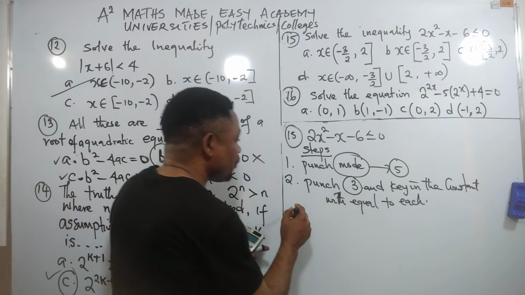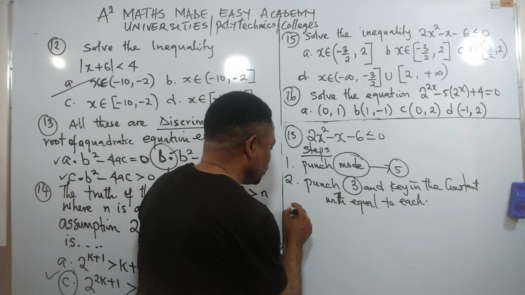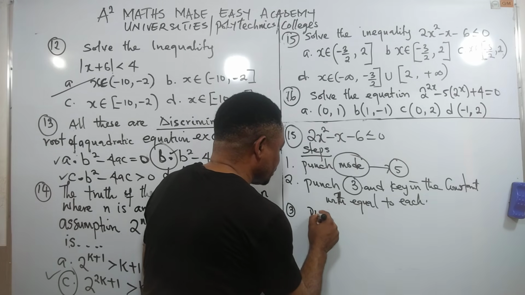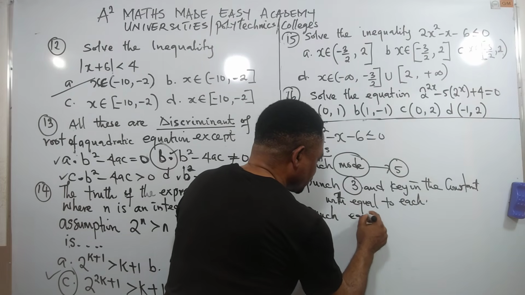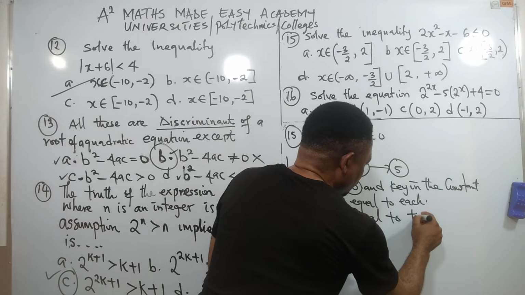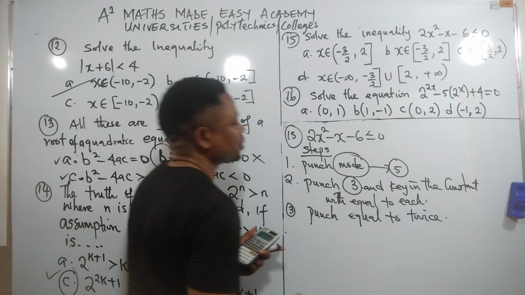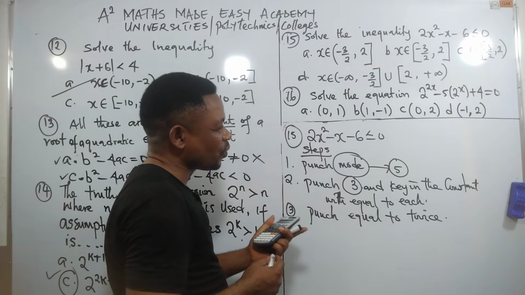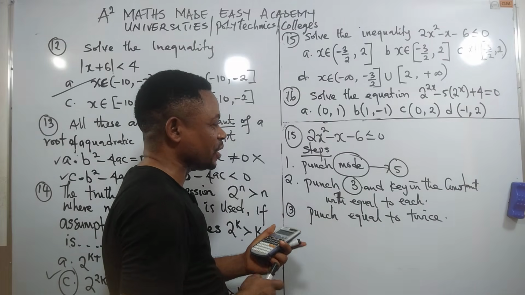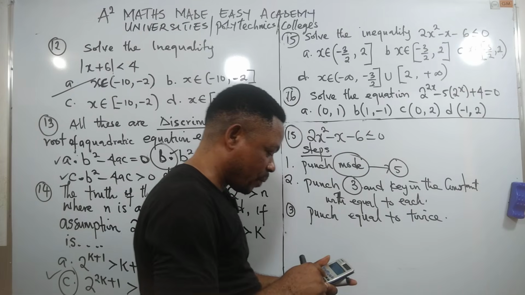Now, if you punch it, what do you do next? Finally, step 3. Punch equal to. Punch equal to twice to get the value of x. And then you come and rearrange it using what we call inequality. Are you with me now? Oh yeah, let's now look up.